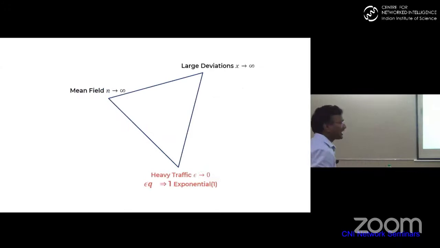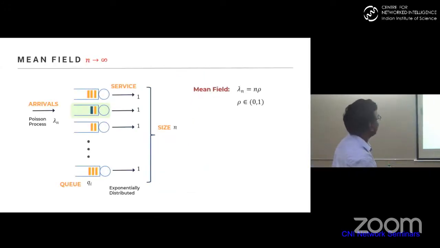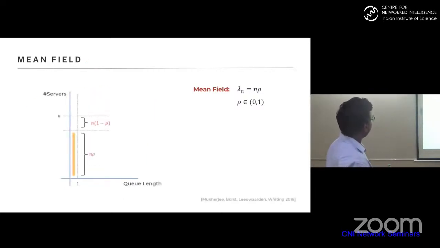Okay, cool. So that's heavy traffic. Let's move on to the next one, mean field. Here the idea is I pick the load, which need not be close to 1, you can think of it as half if you like. But I scale n, I let n go to infinity. This is like a large scale system. So this would be a very good approximation to study today's data centers because the number of servers is very, very large. And here the behavior is as follows.